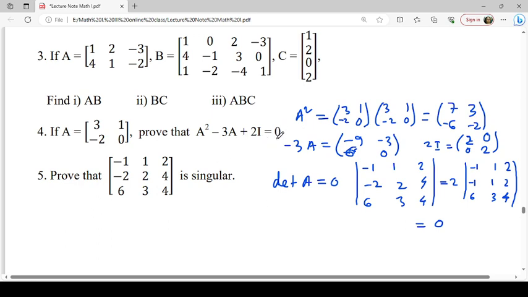This 0, when we write it in the case of a matrix, means it is of second order, because A's are all second order, so it is the 0 matrix of order two. So this is all about matrix and determinant.